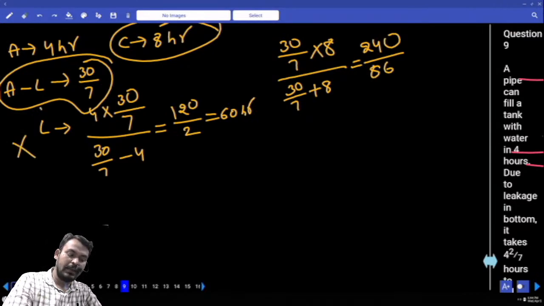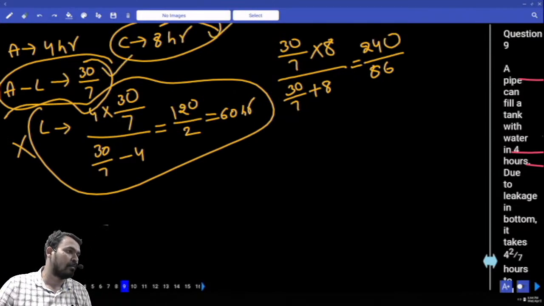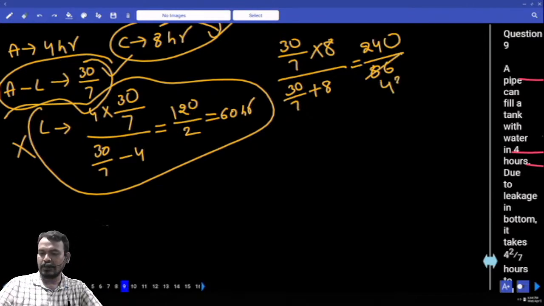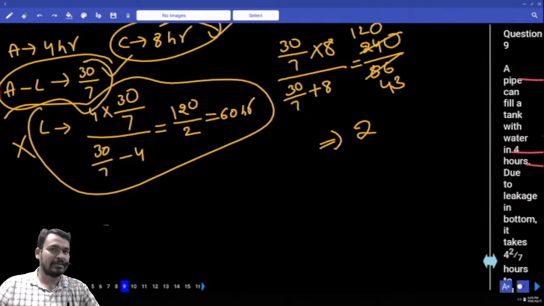Actually, without writing the L value also, we get the same answer or not? Just using only these 2 points, we get the answer. 120 by 43. How many times? 2 times. 86 complete. What is the remaining? 34, so 34 by 43.